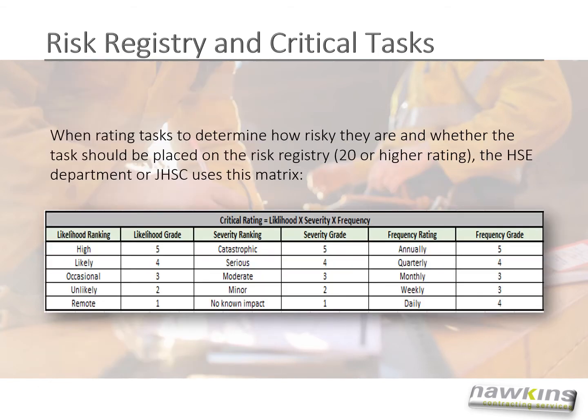When rating tasks to determine how risky they are and whether the task should be placed on the risk registry, meaning it has a score of 20 or higher, the HSE department or Joint Health and Safety Committee uses this matrix. We consider likelihood, severity, and frequency, giving each of those categories a score from 1 to 5, and then we place that into a formula.